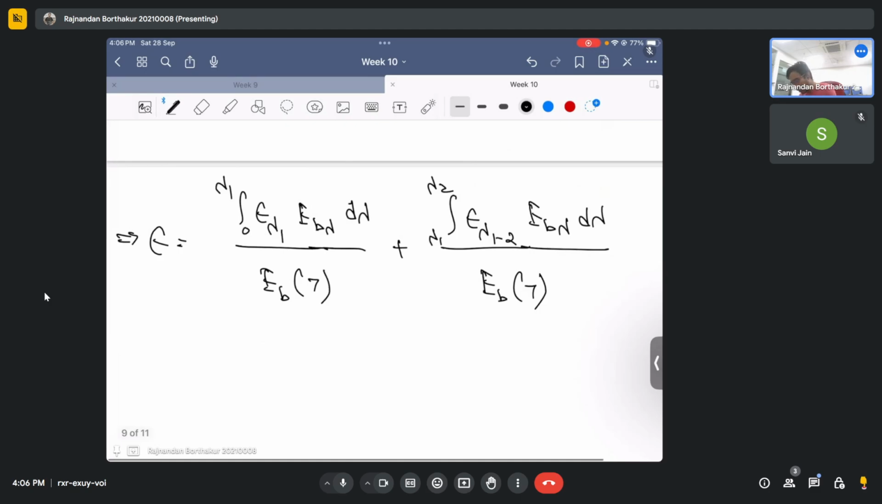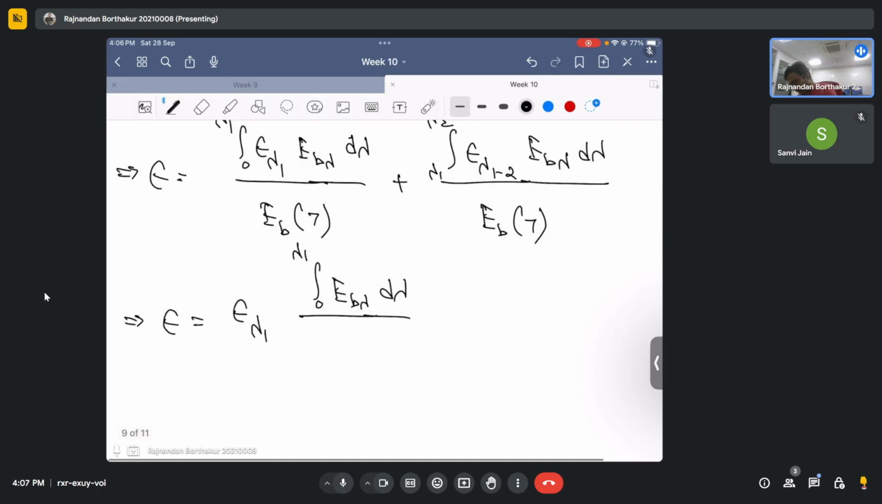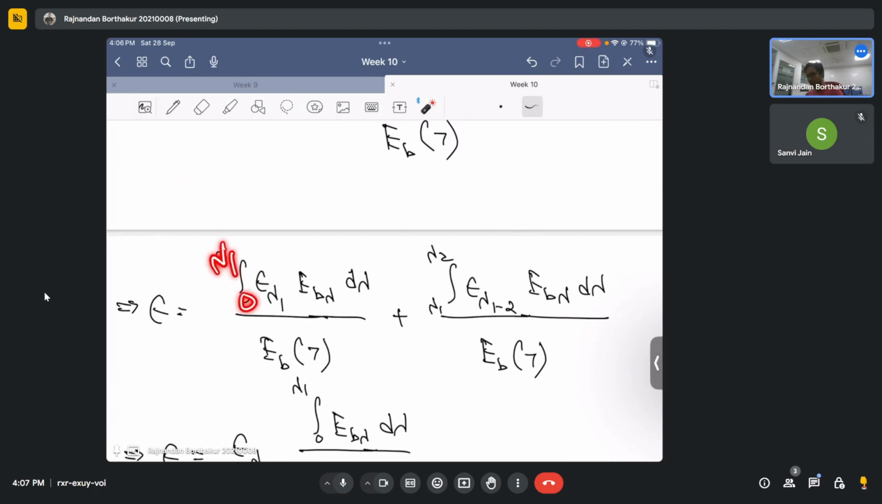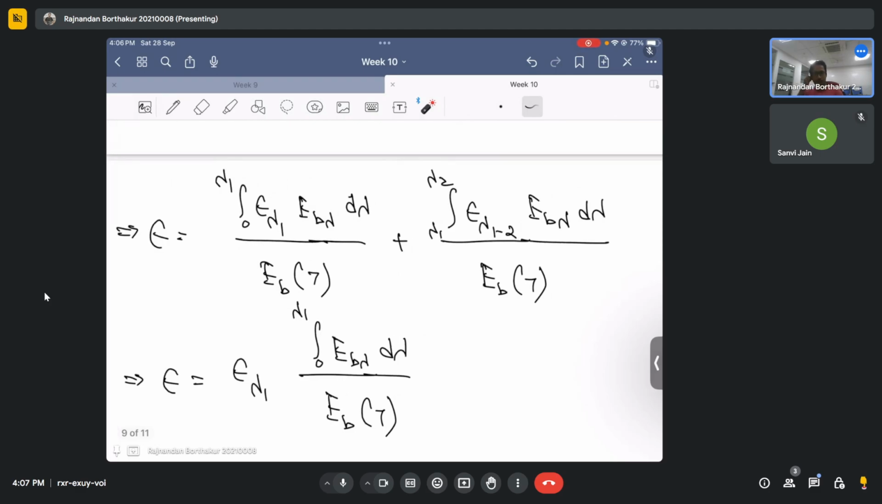Now please observe and tell me if I'm correct or not. For this integral from 0 to lambda 1, can I write this as epsilon lambda 1 times integral 0 to lambda 1 EB lambda d lambda divided by EBT? Is this correct or did I make some mistake here? The simple thing is I brought this epsilon lambda 1 outside this integral for the given range from 0 to lambda 1. Is it correct?